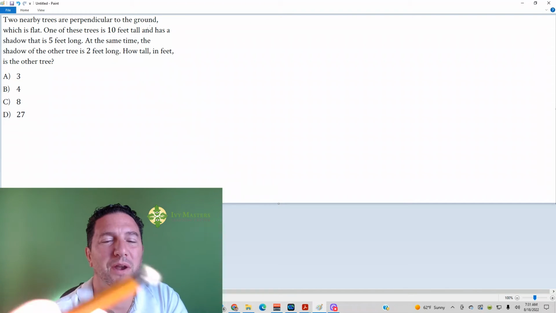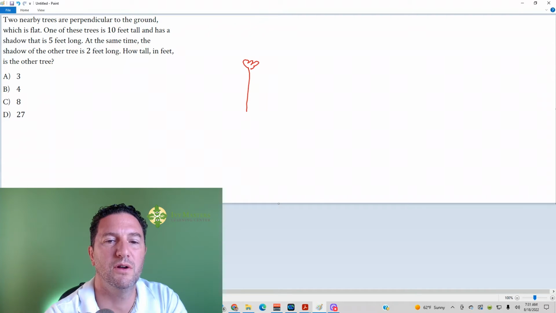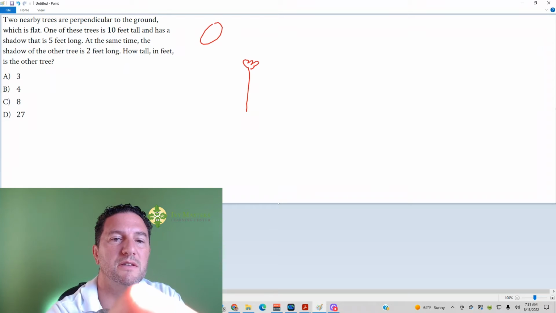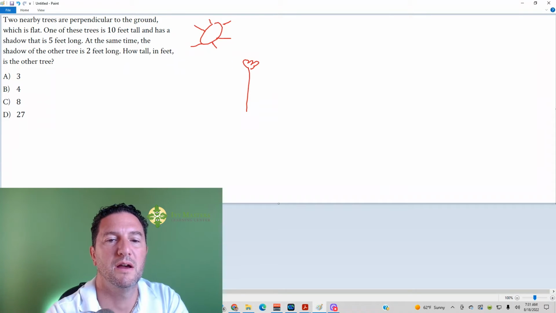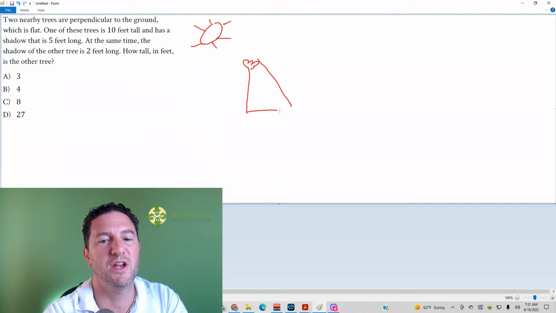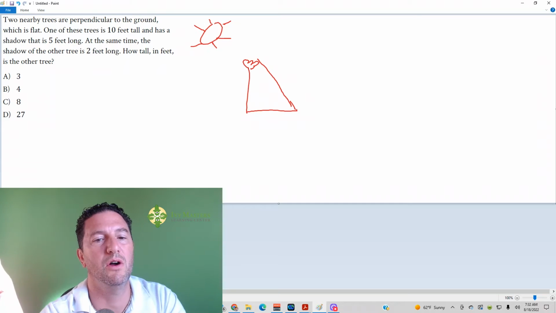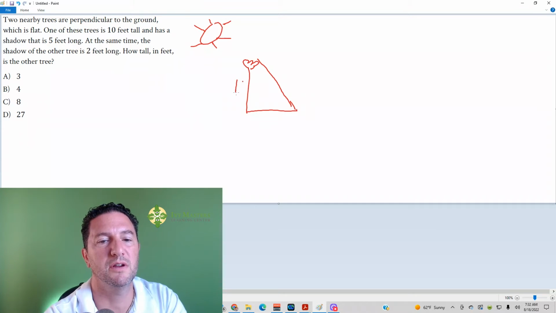So anytime there's something to draw, it's a good idea to draw it. So you could just draw a simple tree. Here it is. Let's say it's 10 feet long. The shadow, let's say the sun's up here. You don't have to draw the sun, by the way. The shadow is going to be something like this. And if the shadow's 5 feet long, the shadow is going to be on the ground. So I'm going to label this side 10, I'm going to label that side 5.